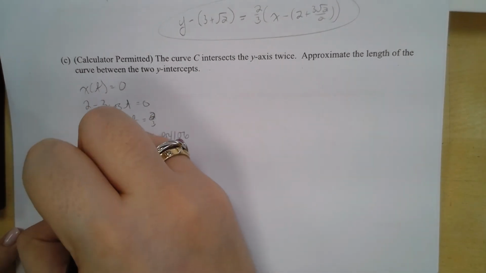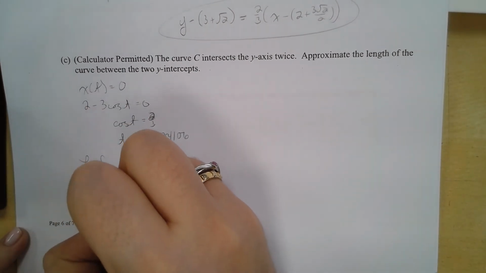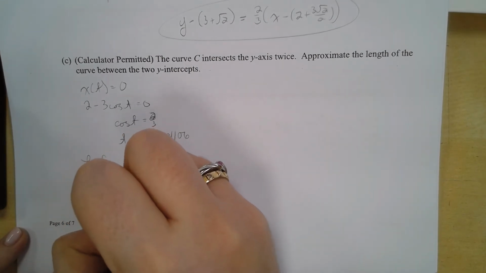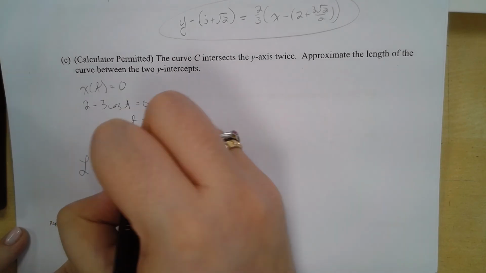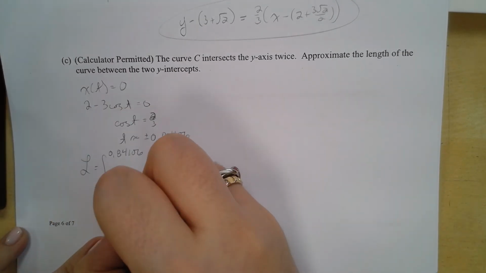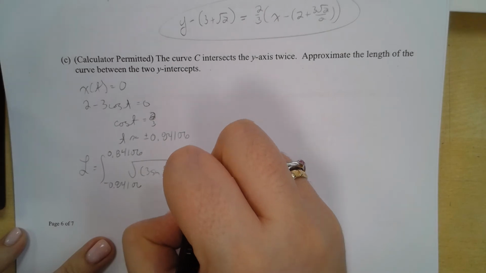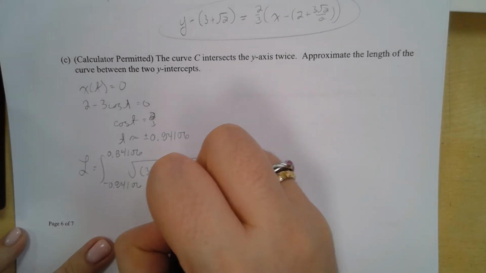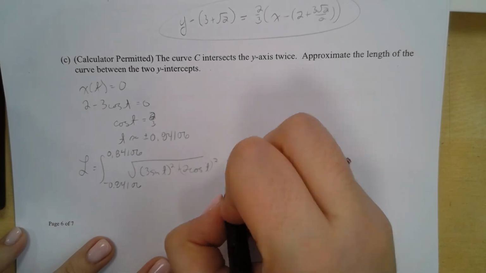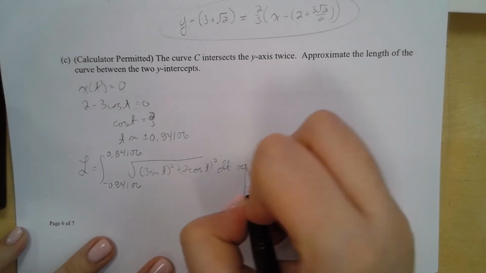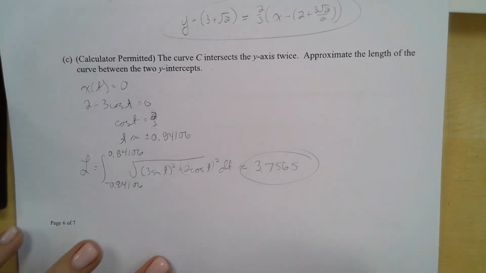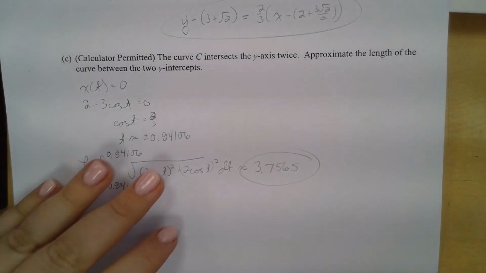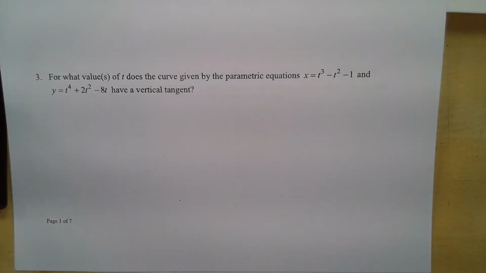So what's this length going to be then? Well, our length is going to be from negative 0.84106 to positive 0.84106 of the square root of 3 sine t squared plus 2 cosine t squared dt, which is approximately 3.7565.